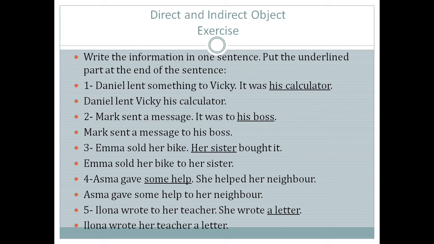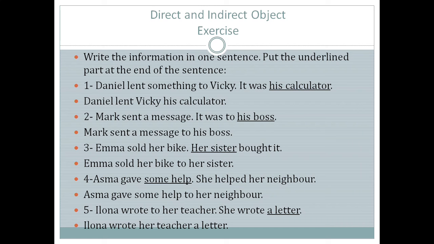Number 2. Mark sent a message. It was to his boss. So the underlined word, his boss, should be at the end of the sentence. Mark sent a message to his boss. So here, Mark is the subject, sent the verb, a message a direct object. To is a preposition here because we have the verb sent. When we have the verb sent and the direct object precedes the indirect object, we must use the preposition to, not for. So we say Mark sent a message to his boss.